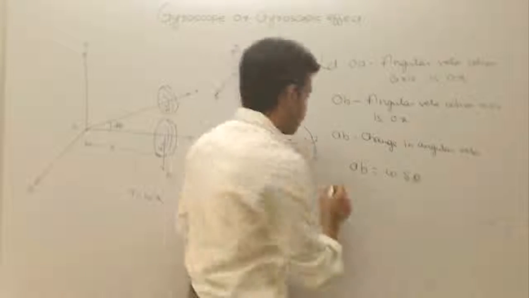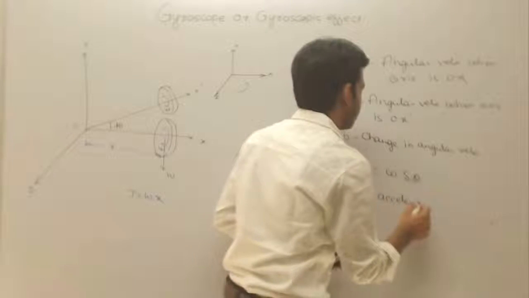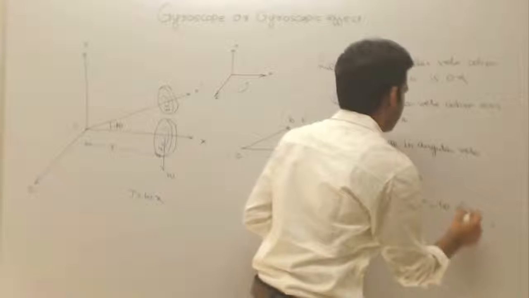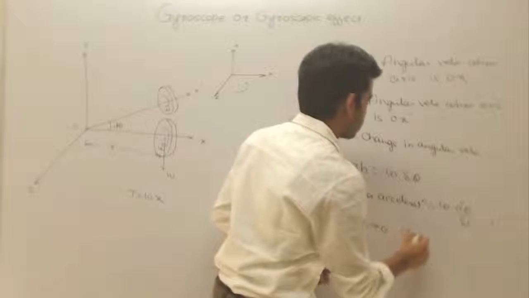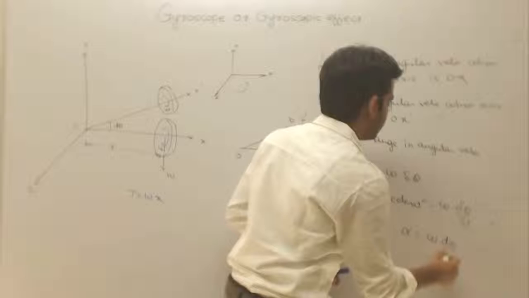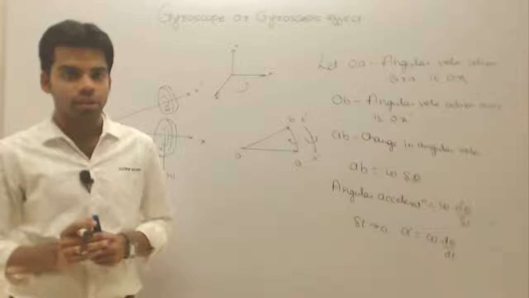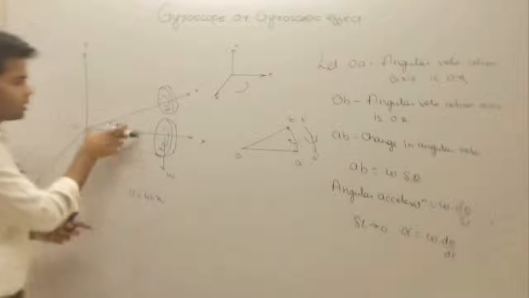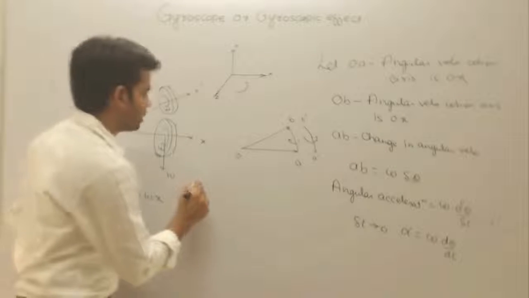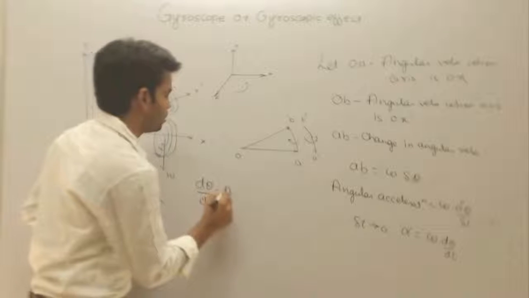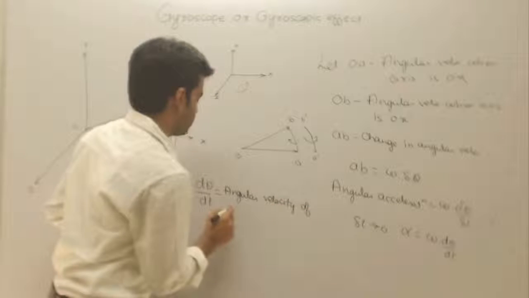Now, what will be the angular acceleration? The change in angular velocity per unit time. So this angular acceleration will be equal to omega into del theta by del t. For the limit del t tends to 0, this angular acceleration alpha will be equal to omega into d theta by dt. Now, what actually is this d theta by dt? D theta is the angle turned by this axis about the y axis. Okay, so this d theta by dt is nothing but the angular velocity of the axis of spin.